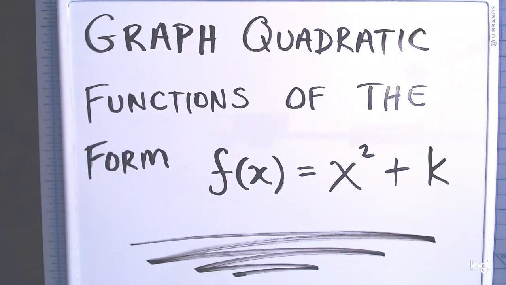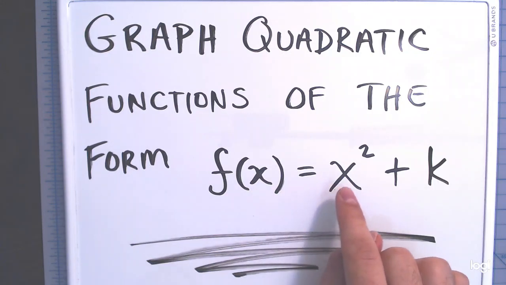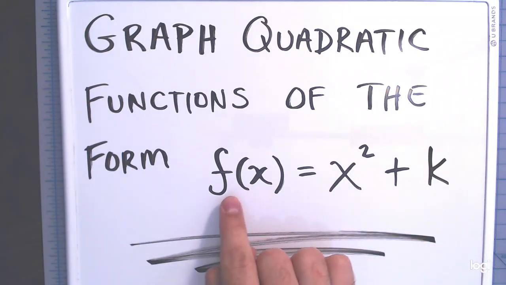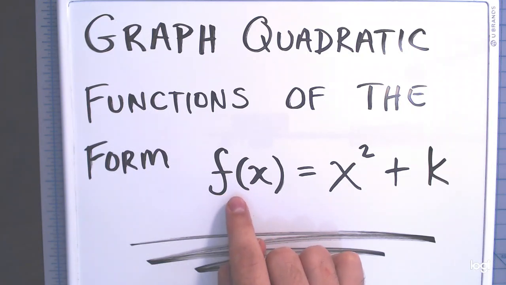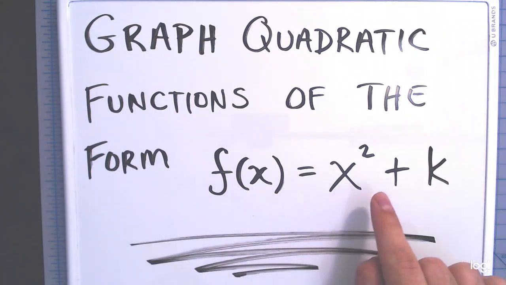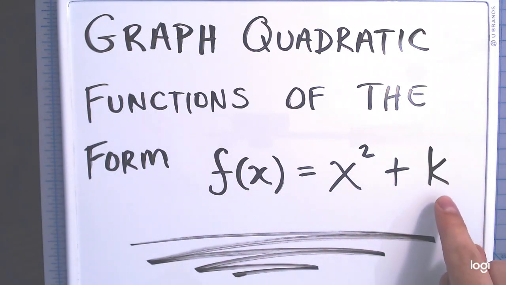Hello and welcome to this video on graphing quadratic functions of the form f of x equals x squared plus k, or y. Remember, f of x is just the representation of the output y coordinates. You could say y equals x squared plus k, where k is a real number.